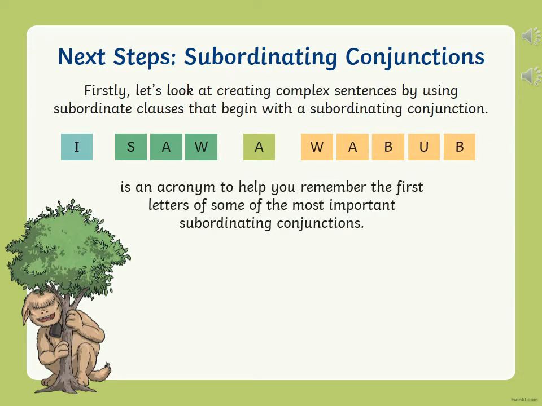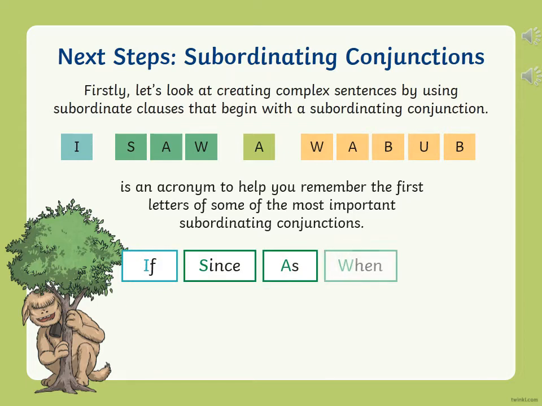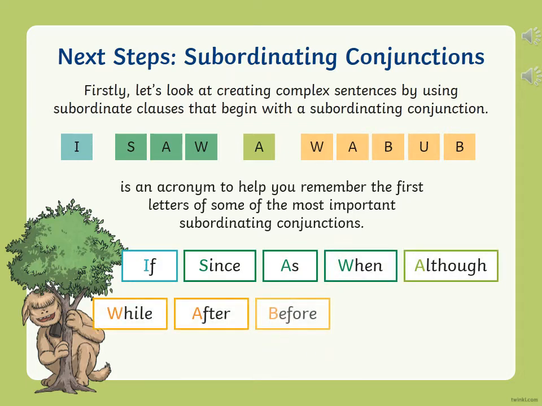Firstly, let's look at creating complex sentences by using subordinate clauses that begin with a subordinating conjunction. I saw a wabub is an acronym to help you remember the first letters of some of the most important subordinating conjunctions. I saw a wabub stands for if, since, as, when, although, while, after, before, until, because.